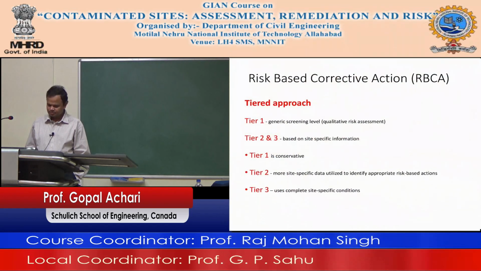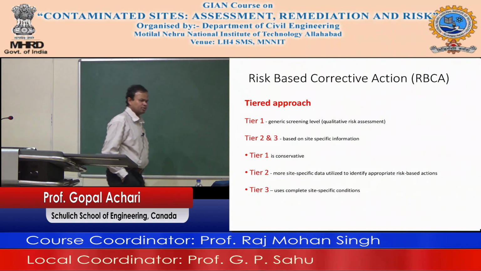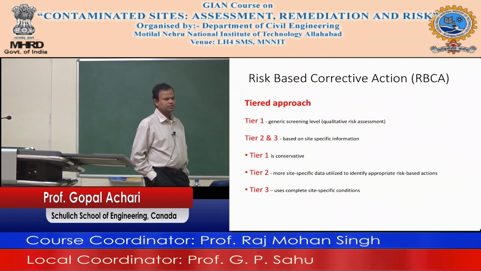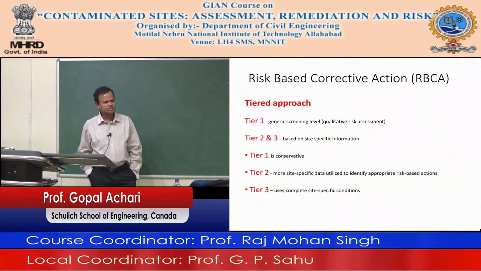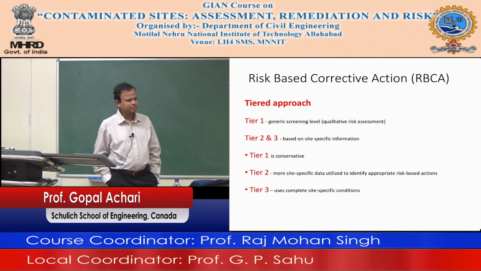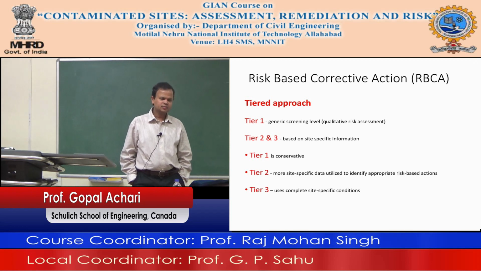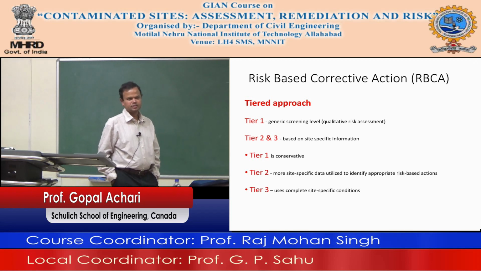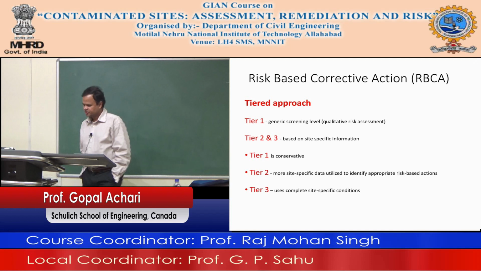So normally what is taken is known as a tiered approach. A tiered approach is tier 1, tier 2. Sometimes it's tier 1, tier 2, tier 3. Americans use a tier 1, tier 2, tier 3 process. The Canadians, we use tier 1 and tier 2, and then an exposure control. I'll differentiate that in a bit here.